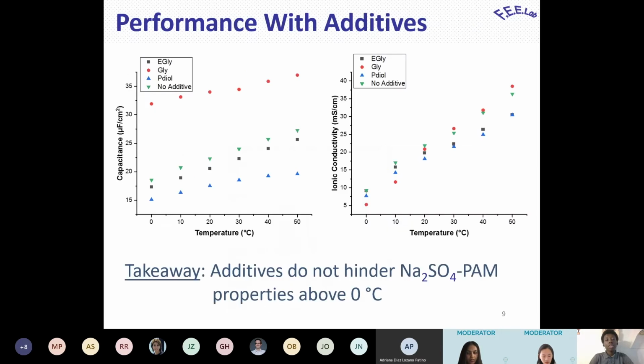So when looking at their plots of capacitance, we can see how by adding ethylene glycol, there's almost no change to the electrolyte's performance. With glycerol, there's an increase, and with pentanediol, there's a slight decrease, but not by much. For ionic conductivity, we can see how all of the additives don't affect the performance of sodium sulfate polyacrylamide. So for that reason, the takeaway from these figures is that the additives do not hinder the electrolyte's performance above 0 degrees, which is one of our research goals. Now we just need to see how they perform at low temperature.